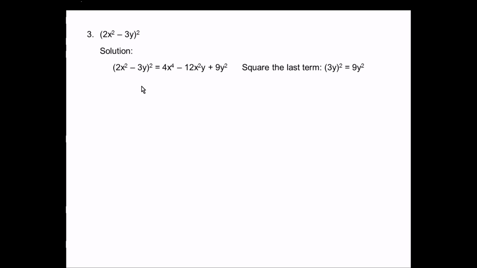And that's our final answer. Again, keep the middle term in the middle. I cannot stress that enough. I have no idea why students put it on the end. It belongs in the middle. That's why it's called the middle term.